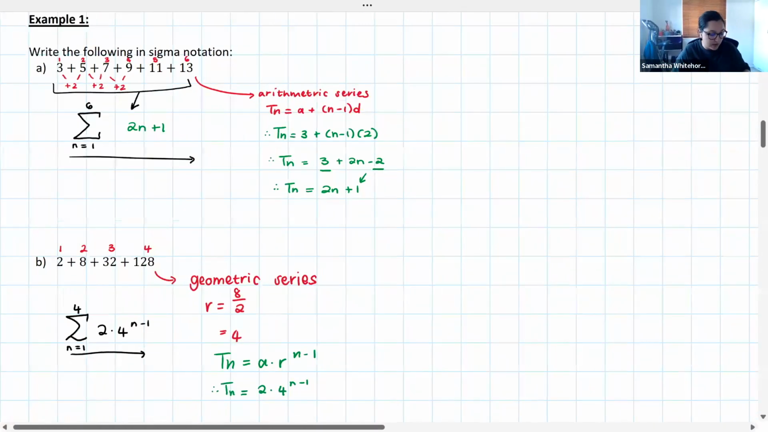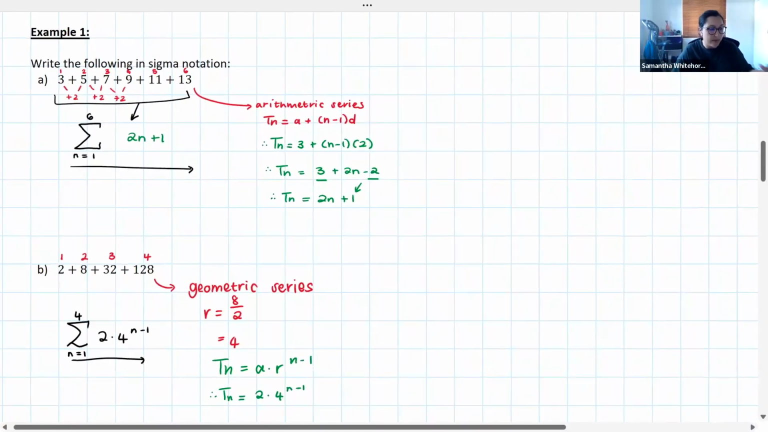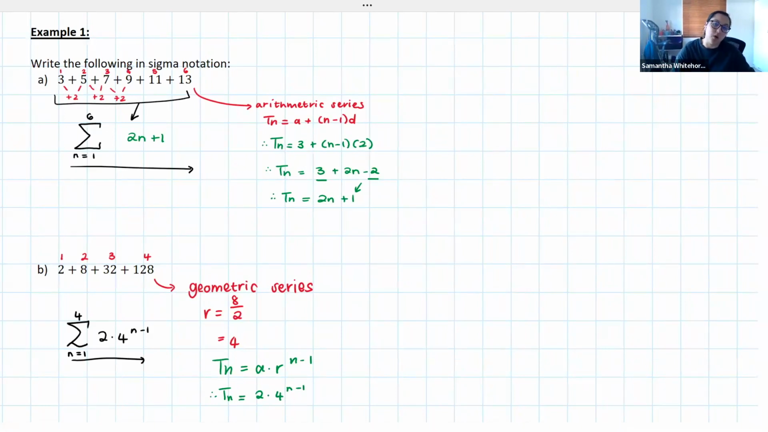So I'm just going to do this in case you want to take a screenshot. But our next example is going to have a look at how we actually now figure out the sum given a sigma expression.